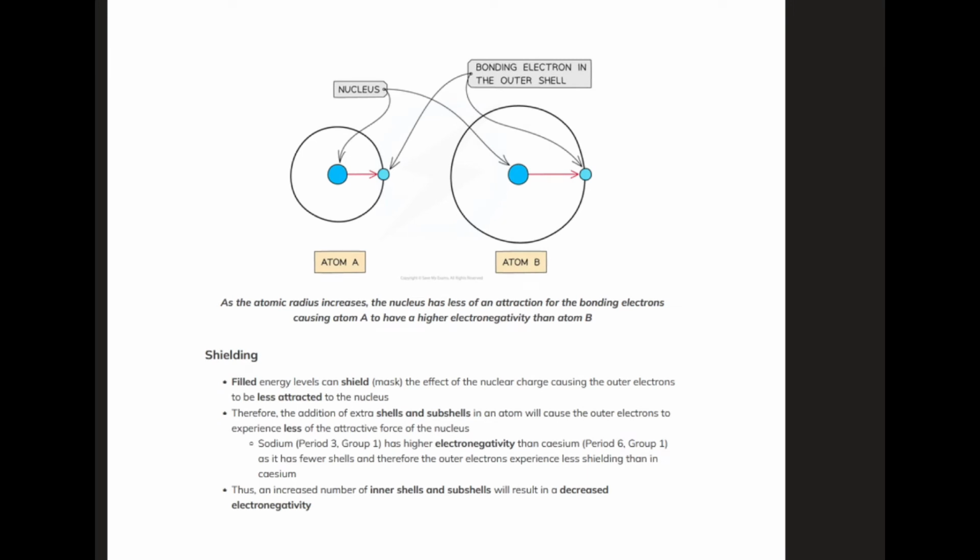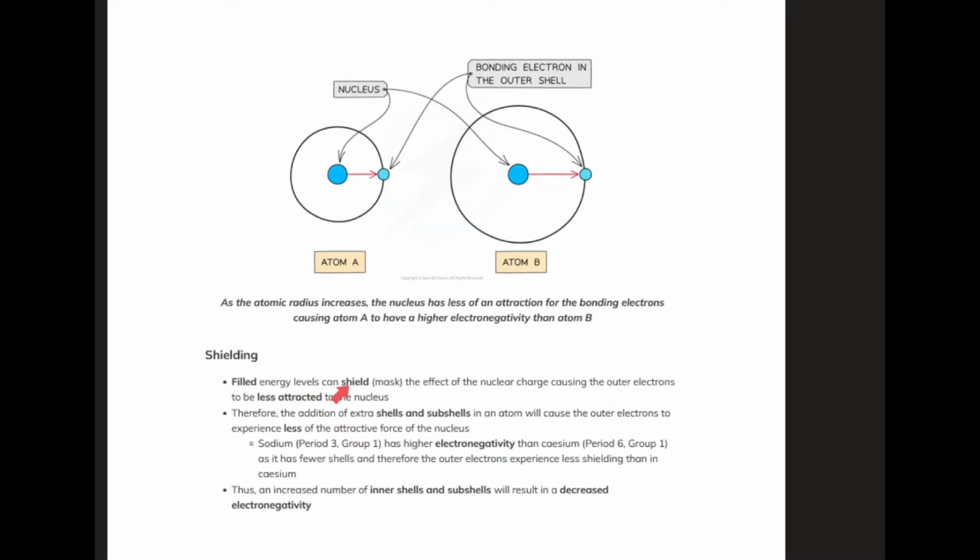The diagram here shows what I explained just now. You can see atom A has the smaller radius, atom B has a greater radius. So you should expect atom B to have lesser electronegativity. That's why atom A has a higher electronegativity, because the radius is small. This is smaller in electronegativity because the radius is big. So that's the relationship. Now we look at the third factor, which is called shielding.